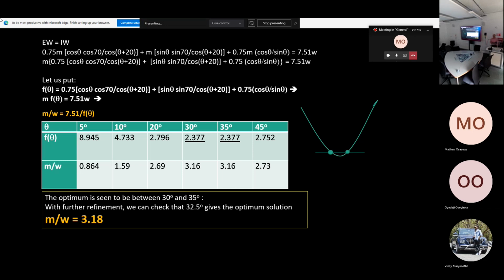Is that clear? So this is semi-graphical. It's a little bit of a graphical representation, but also some calculations here. But I haven't used optimization, because if I use optimization, what should I do? What should I do?